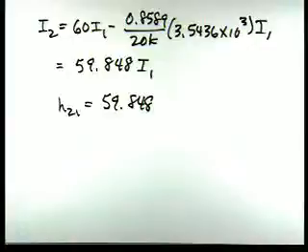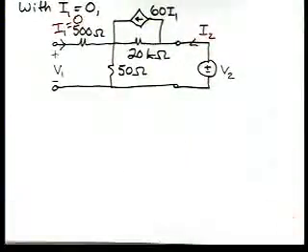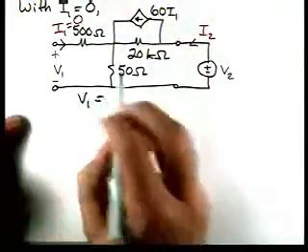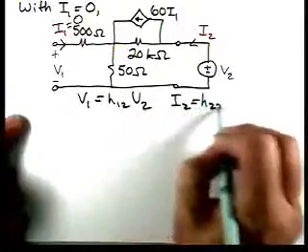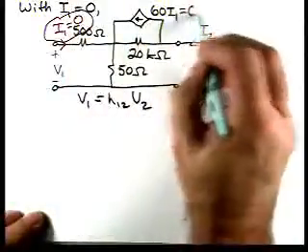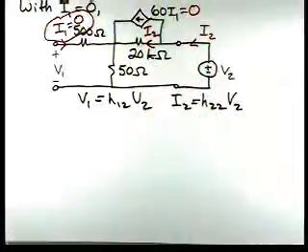Now we need to go in and set I1 equals 0. And this is going to allow us to find V1 is equal to H12 V2, and then I2 is equal to H22 V2. So if we look, I1 is equal to 0, so that tells us this is equal to 0. So that tells us that I2 is the current at that point in the circuit.